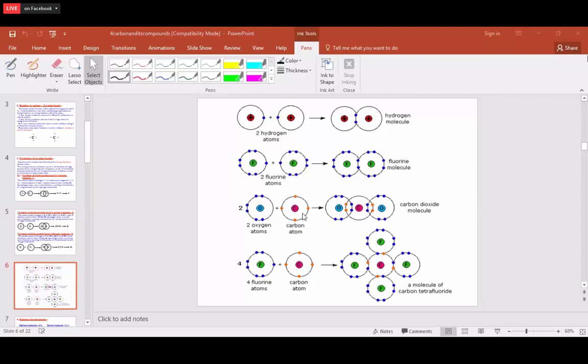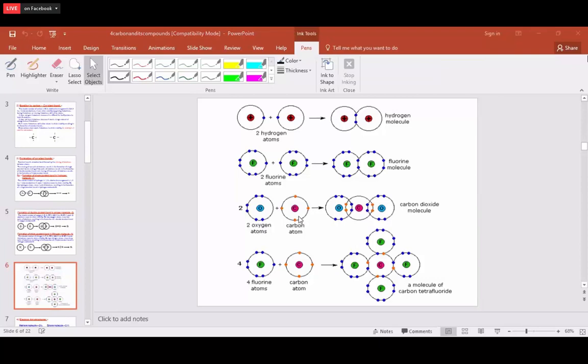Carbon is present in group 14. Carbon has atomic number 6, so 2 electrons are present in the first shell and 4 electrons are present in the second shell. Carbon is tetravalent, we know that. So carbon is able to make 4 bonds, and oxygen is able to make 2 bonds. So these 2 electrons will be shared by one oxygen atom, and these 2 electrons will be shared by the other oxygen atom.